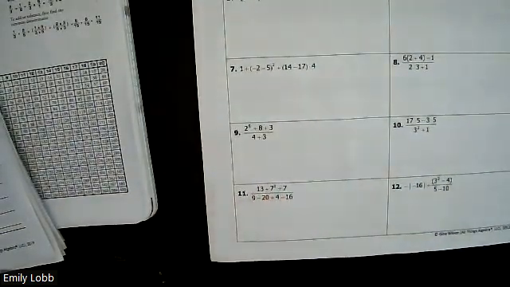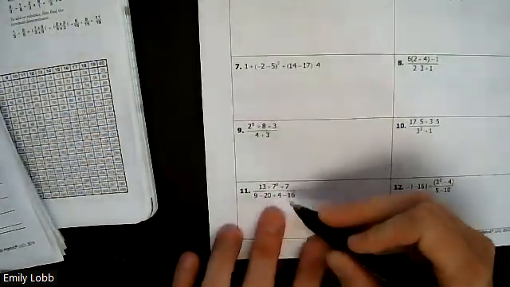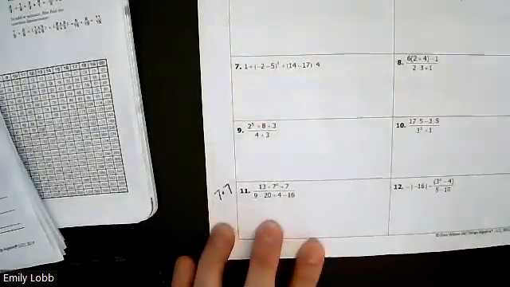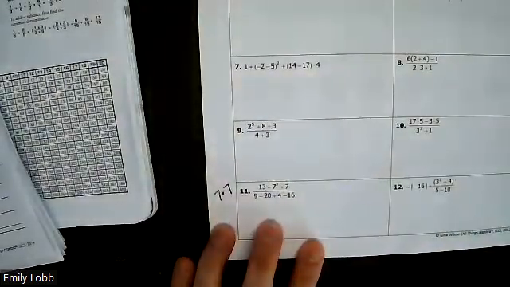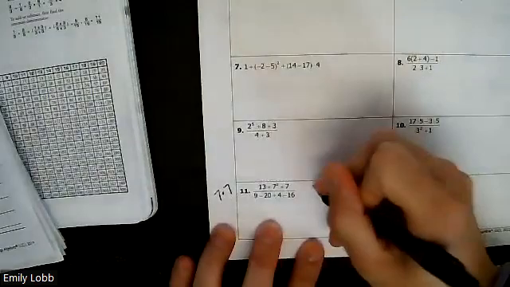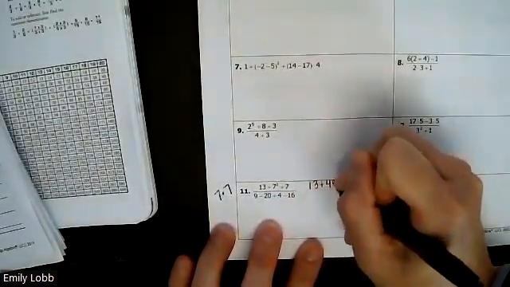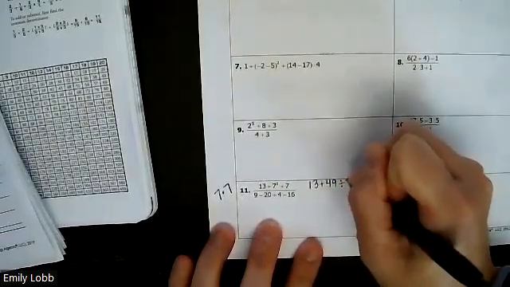What do I have to do first? I don't have any parentheses, but I do have exponents. So this is not 7 times 2, right? It's 2 factors of 7. What's 7 times 7? 49. So I have 13 plus 49 divided by 7.